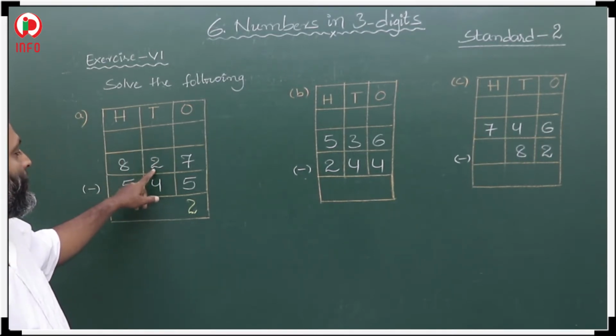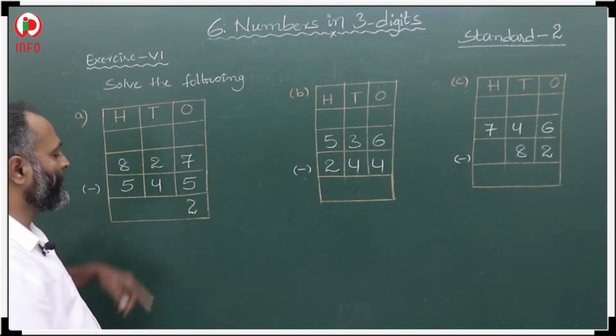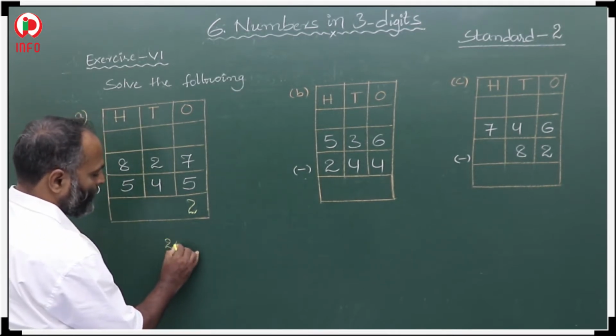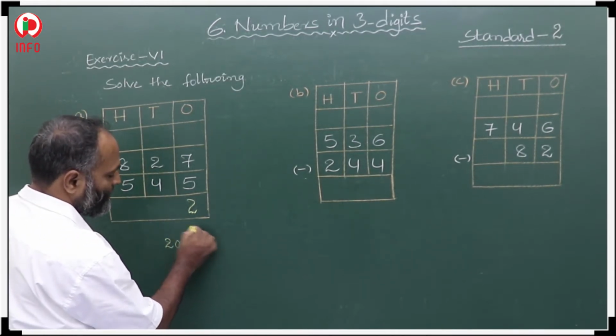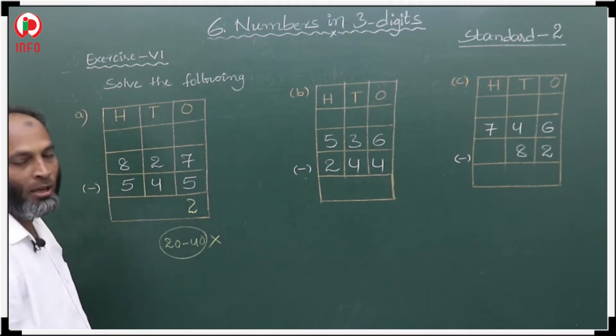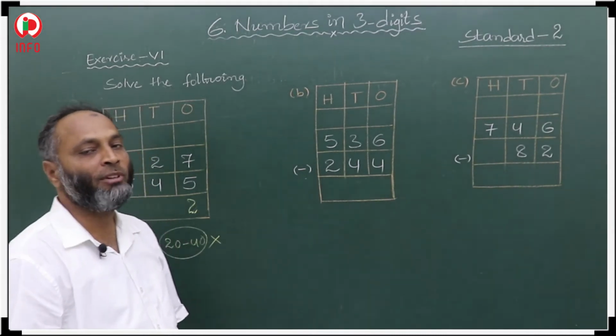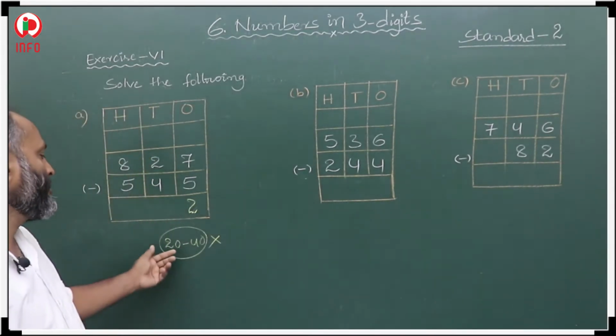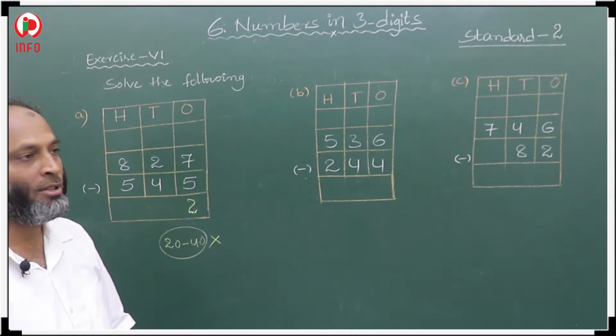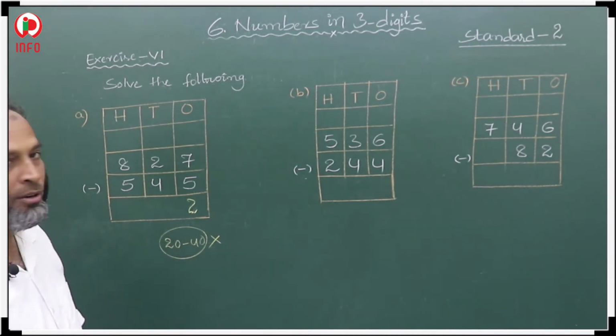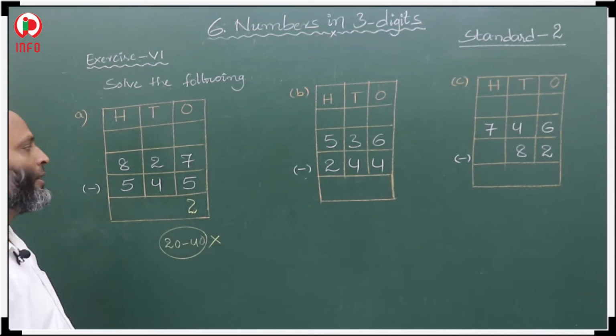Here, see, 2 tens and 4 tens. 2 tens is 20, 4 tens is 40. 20 minus 40 is not possible. Why is it not possible? Because a smaller number minus a bigger number is not possible. Then what to do? So we have to borrow.